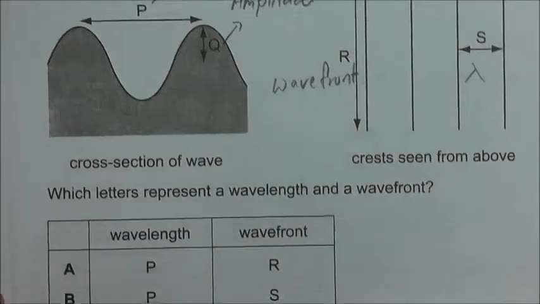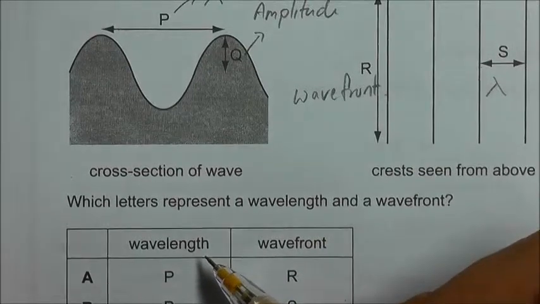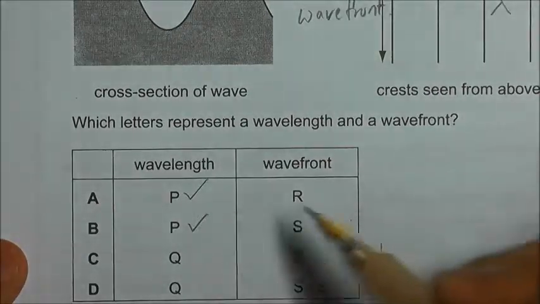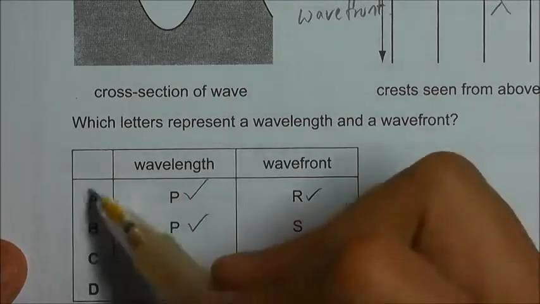Now let's look at the options. For wavelength, we know that P represents the wavelength. So either option A and B are correct. For the wavefront, it should be R. So the answer is A.